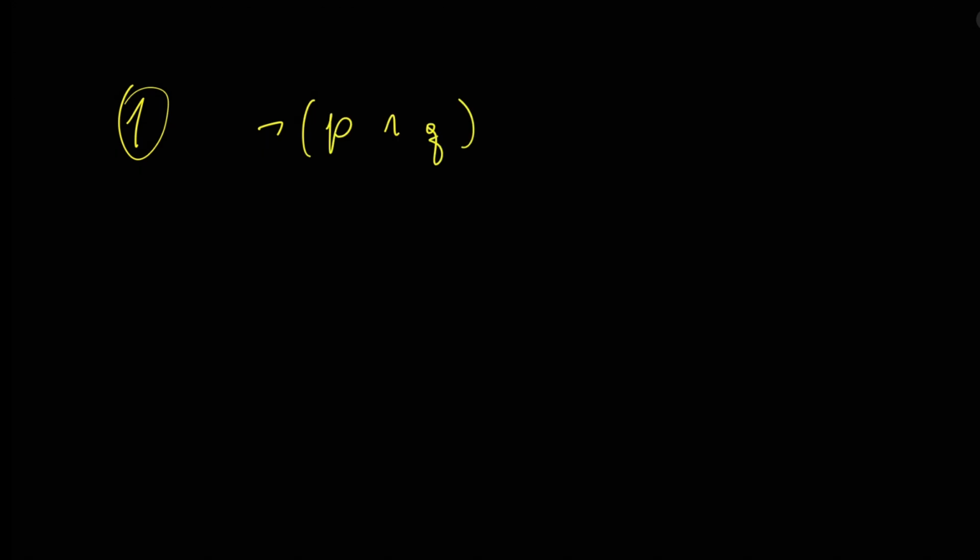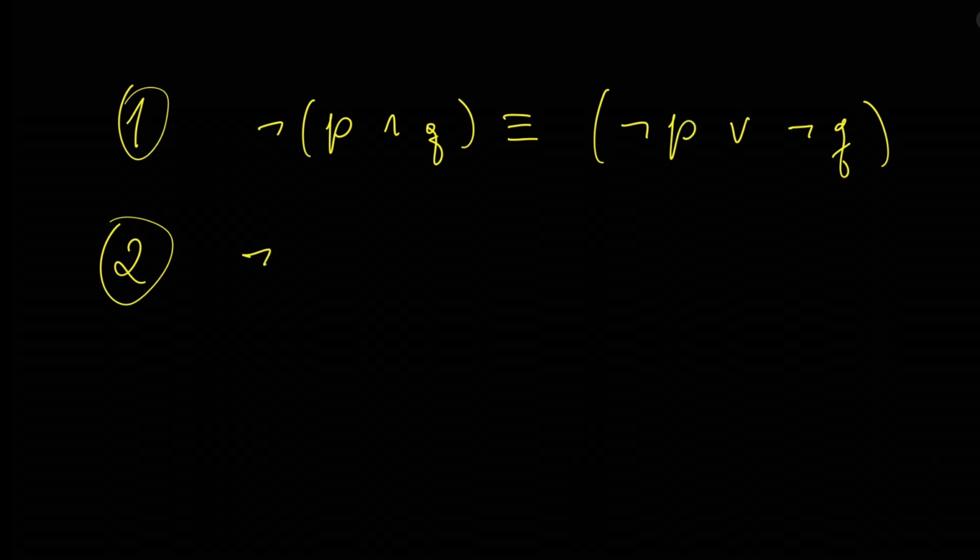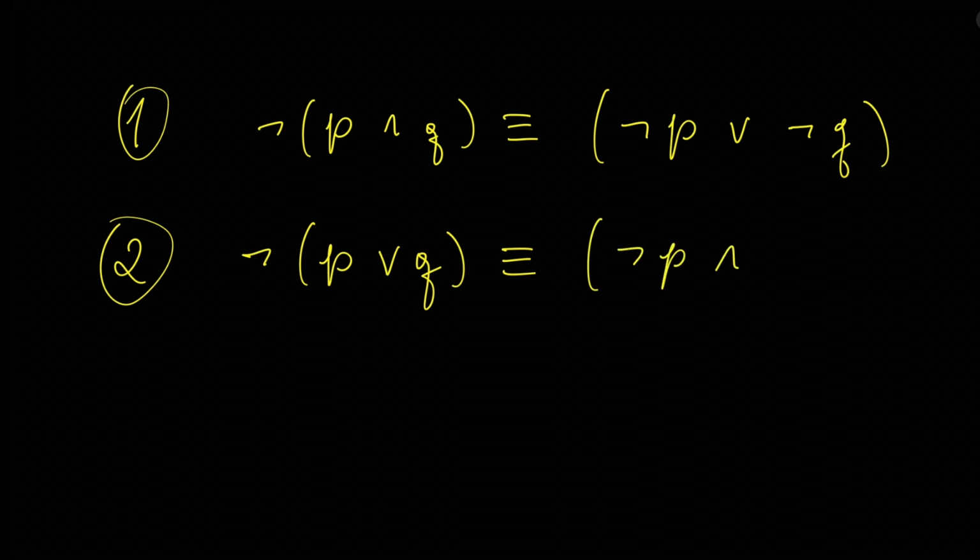Let's learn about De Morgan's laws in propositional logic. These laws describe how negation interacts with AND and OR. The first law says not (P and Q) is logically equivalent to not P or not Q. The second law says not (P or Q) is logically equivalent to not P and not Q.